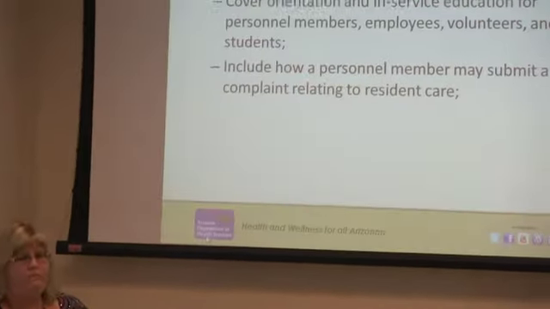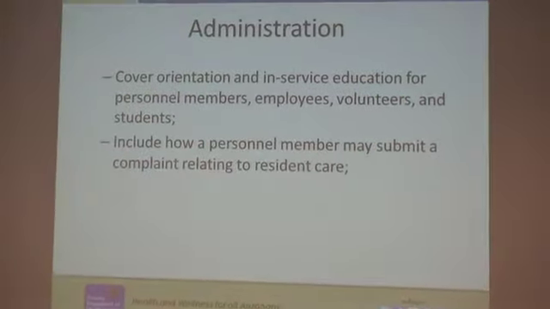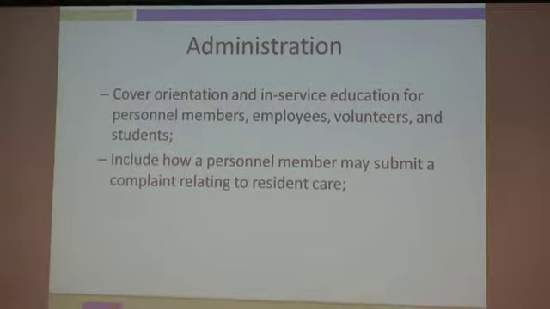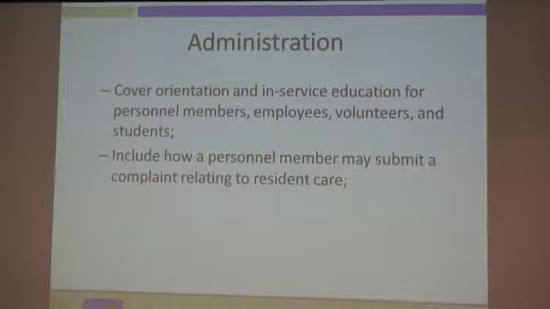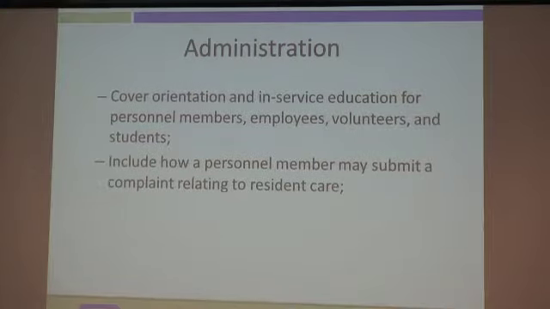Okay. Again, policy and procedures that cover orientation, in-service education for personnel, staff members, volunteers, and students, including how personnel may submit a complaint related to resident care. Now, you may notice we no longer require 12 hours of in-service. What we used to have on there, that they had to have 12 hours, is going to be up to the facility to determine. What is required, we'll get a little bit more into that when we get into personnel.